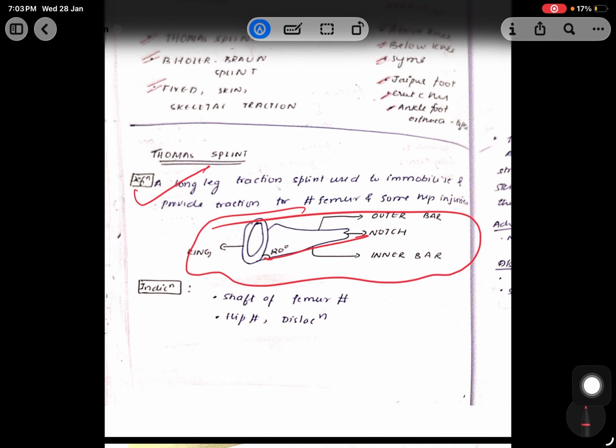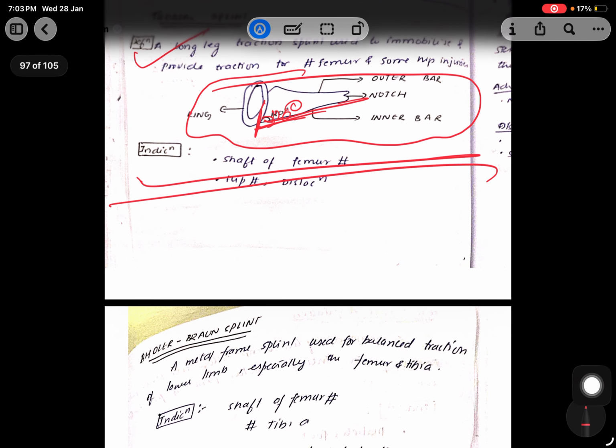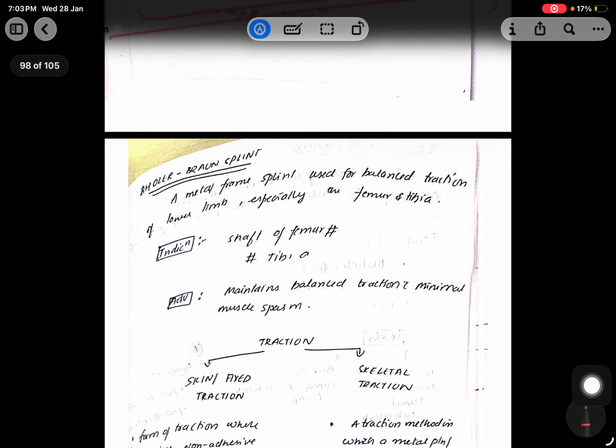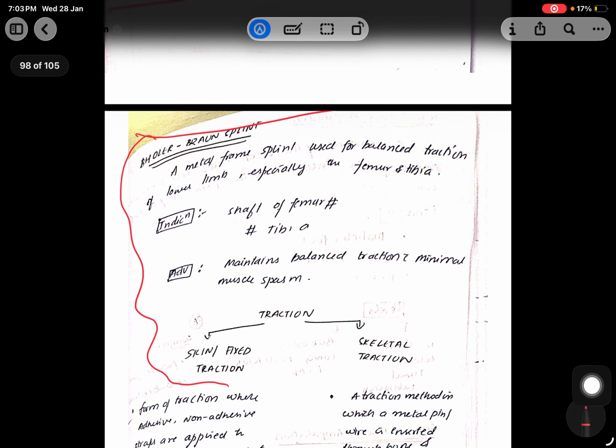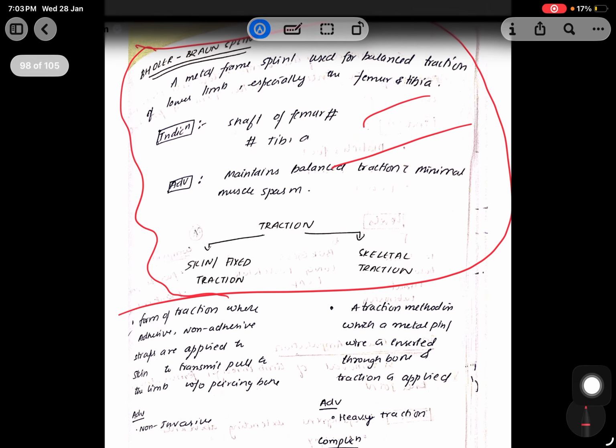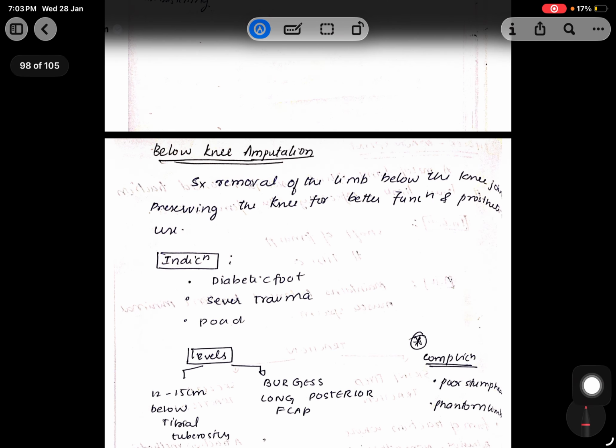Make sure the inner bar is at an angle of 120 degrees. Why was this found out? To manage the immediate management of shaft of femur fracture. Okay. Then again, this is one more splint for the same thing. Okay.